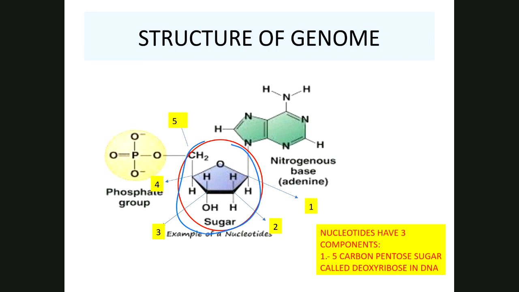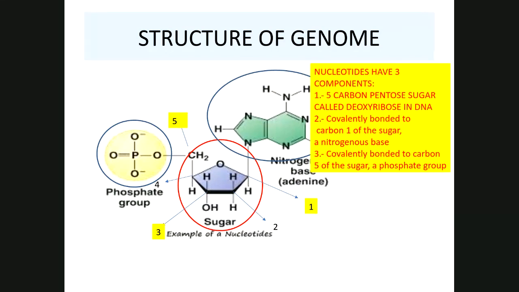Attached to carbon 1 of the sugar, this right here is carbon 1, is a nitrogenous base. The nitrogenous base is a ring of carbons with nitrogens. That's what we call a nitrogenous base. Attached to carbon 5 of the sugar is a phosphate group. So this is a nucleotide for DNA, and we know it's a nucleotide for DNA because the sugar is deoxyribose. So you should definitely know the basic structure of a nucleotide, which you should have learned in chapter 2 anyway.